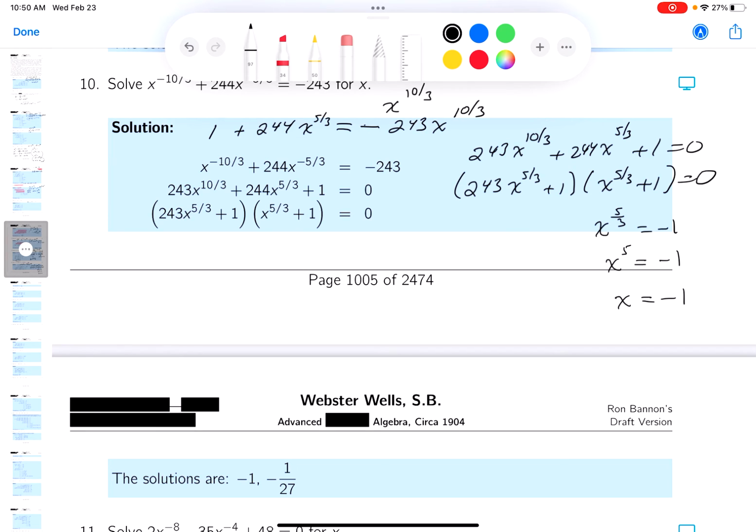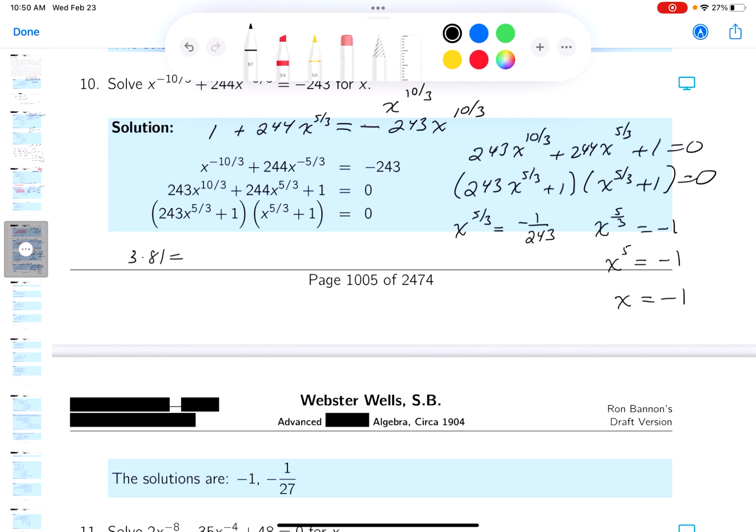Here's the deal, though. The other one looks a little more complicated, and I'll write this down for you. It would be x to the 5/3 is equal to, let's take a look at that. That's going to be minus 1 over 243. Well, you know what? I want to look at the 243, and it's not a bad number. You might see it right away. It's 3 times 81. All right, that's 243.